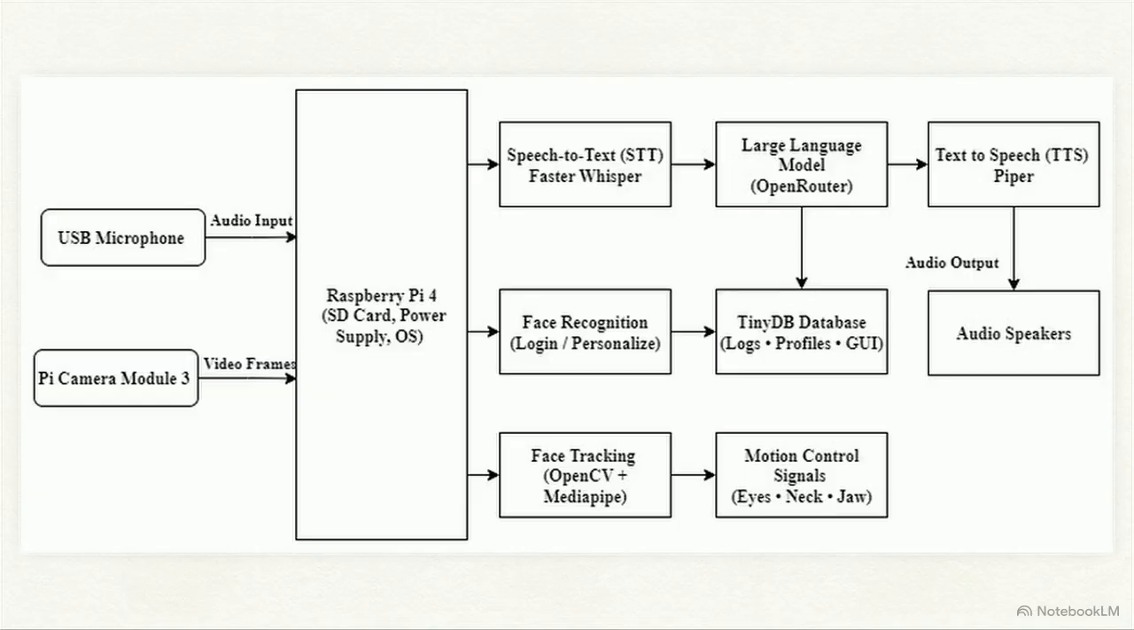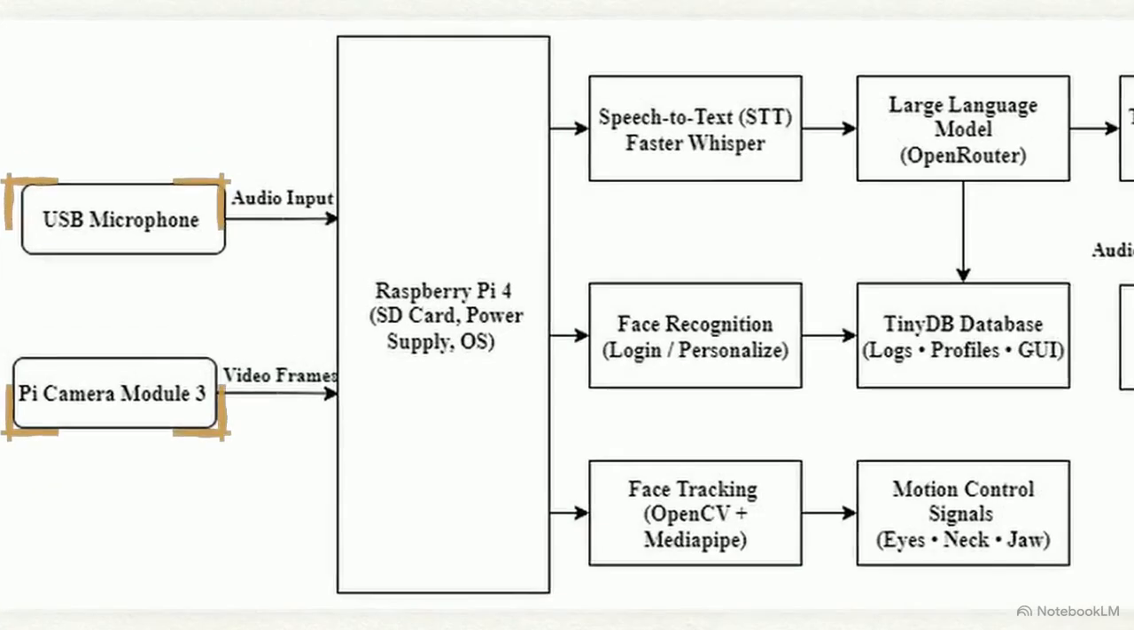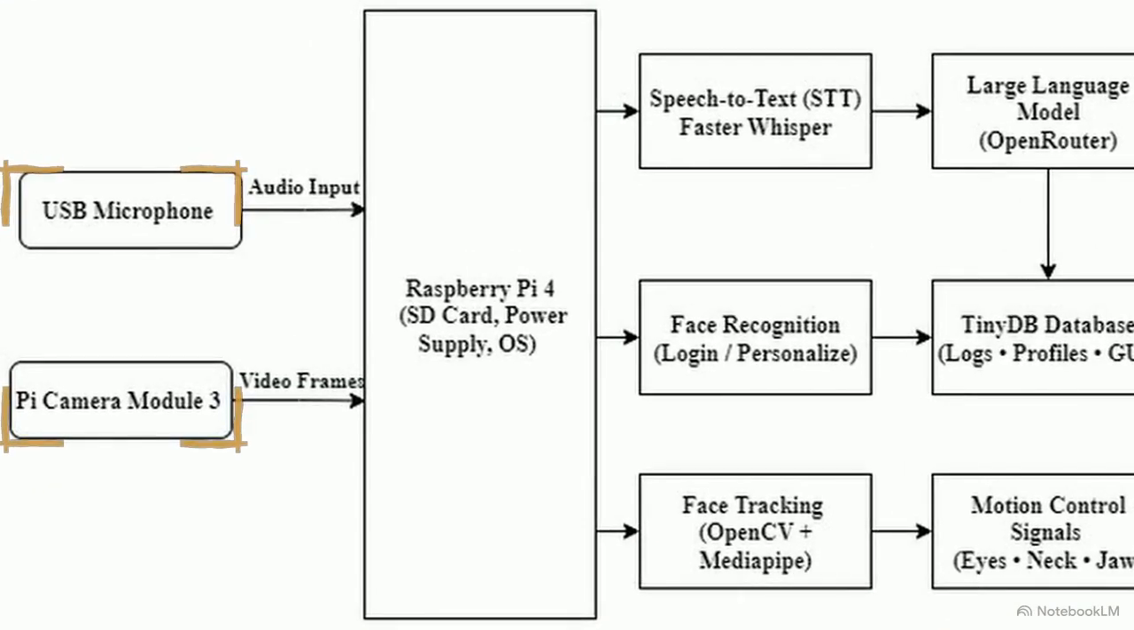This block diagram breaks down the architecture. The Raspberry Pi 4 serves as the central brain, handling all perception and physical action commands. To the left, the USB microphone and Pi camera feed raw audio and video directly into that central processing unit.